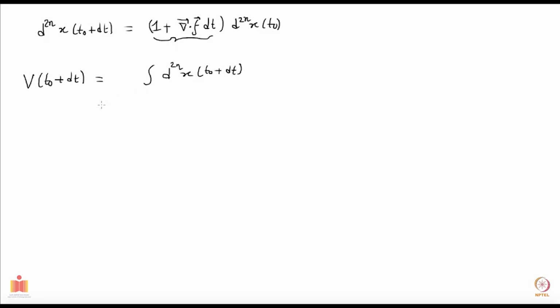Okay, and this, as we have determined, is just d²x and then d^(2n)x at t₀, and then you have your Jacobian, which is 1 plus divergence of f times dt. Okay, so let me split it into two integrals. One will have this 1 multiplied in here, and this will give you the volume at time t₀. Let me take it to the left hand side. It will have a minus sign then, and then the second term will be proportional to dt.